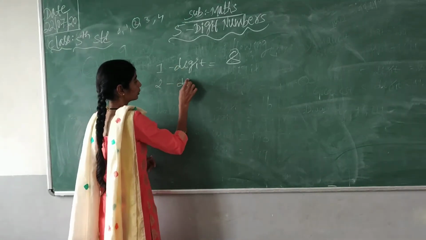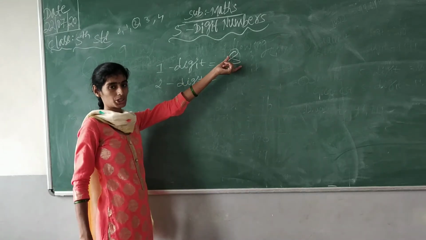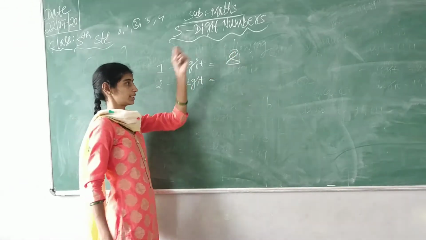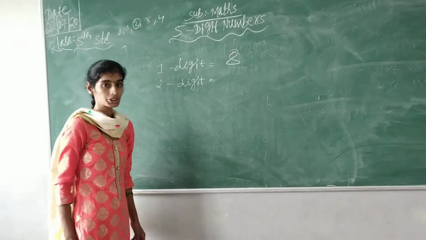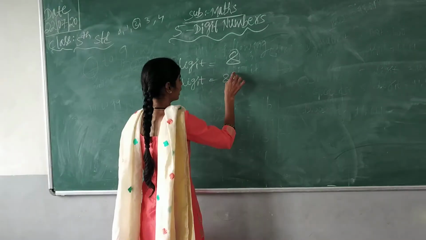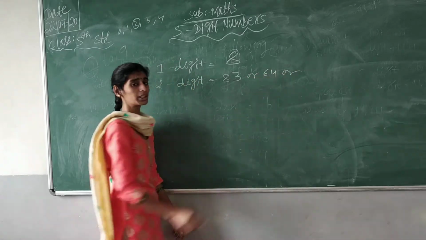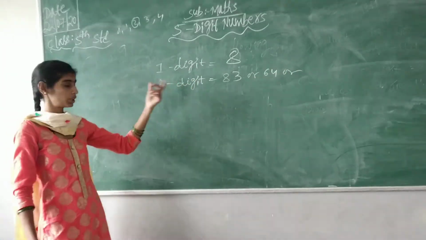Second is a 2-digit number. You can easily read this number. What is this number, children? 8, no? Yes, it is 8. You can easily read a 2-digit number. You can take any 2-digit number, so 83 or you can take 64. Whatever 2-digit number you take, it will be easy to read.